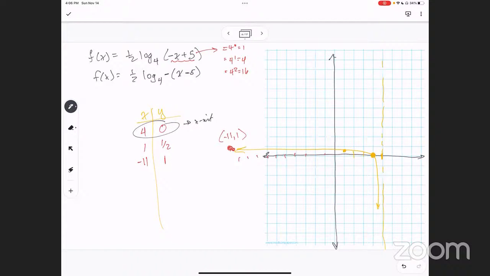What's the y intercept? How do I find it? Just make x 0. Good. So f of x equals 1/2 log base 4 of 5. There you go. That's the answer, 1/2 log base 4 of 5, if you want an exact answer. Otherwise you could plug it in and do an estimation or approximation. Okay.